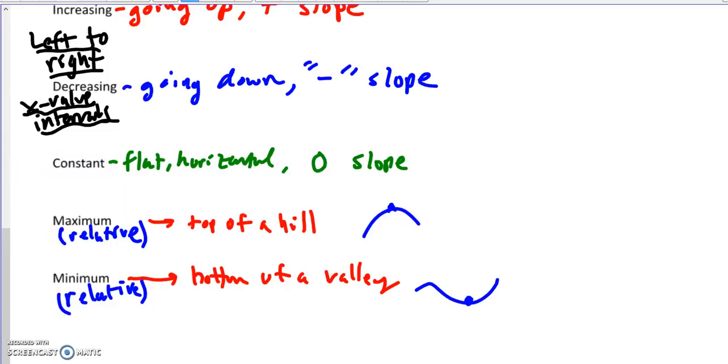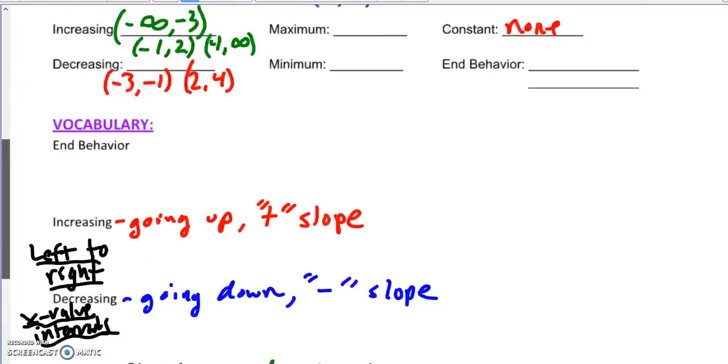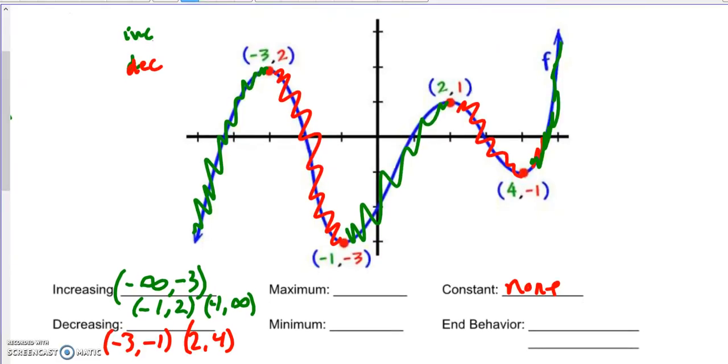Okay? And both of these are points. Just like when we talked about it with parabolas, maximum, minimum is a point. So here, we actually have two maximums. This is the top of a hill. This is the top of a hill. Both of those count as maximums. Okay, so we'll list those 2 points out. Those are maximums.